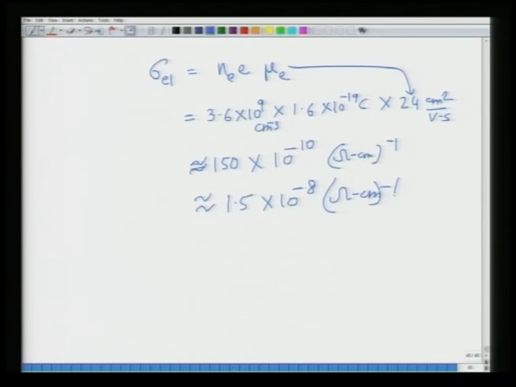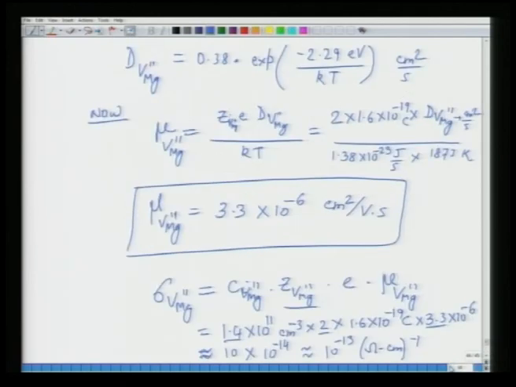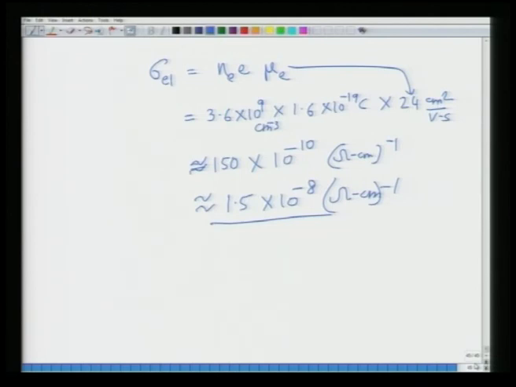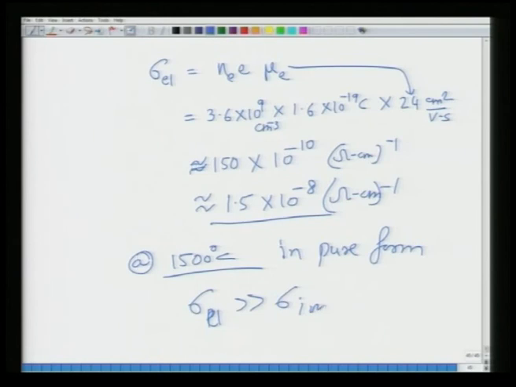So, compare these values. Here you have sigma electronic of 1.5 into 10 to the power minus 8 per ohm centimeter, and you have ionic conductivity of 10 to the minus 13 per ohm centimeter. So, clearly in the pure form at this temperature, at 1500 degree centigrade, sigma electronic is much larger than sigma ionic. Now, what happens in the impure form when we dope MgO with some impurity, intentionally or unintentionally, that is a different issue. What happens, we will see in the next class. Thank you.